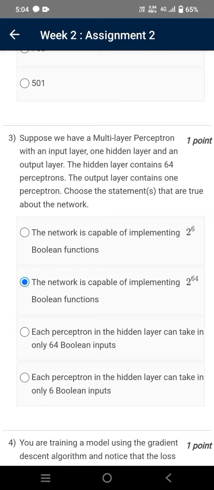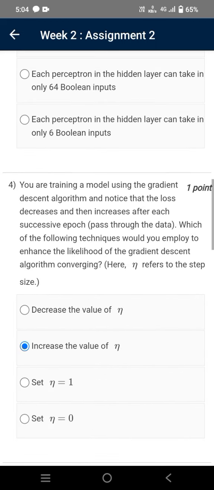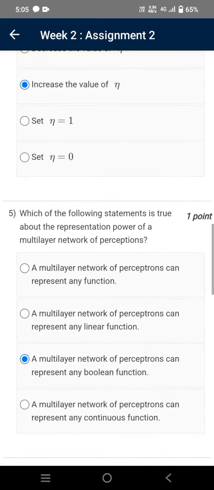The network is capable of implementing 2 to the power 64 Boolean functions. Question fourth, answer will be option B. Increase in the value of the n. Question fifth, answer will be option C. A multilayer network of the perceptron can represent any Boolean function.